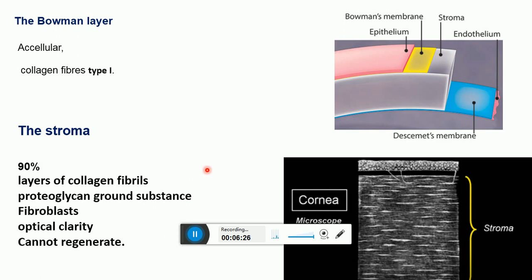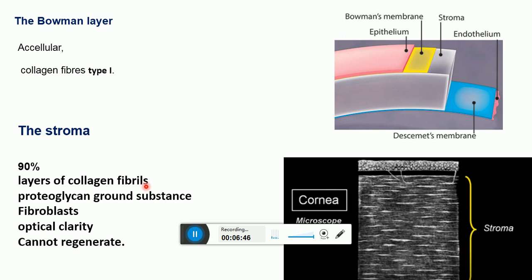The stroma is also known as substantia propria. It occupies 90% of the total corneal thickness. It is composed of collagen fibrils, keratocytes, and extracellular ground substances. Collagen components constitute more than 70% of the dry weight of the cornea.